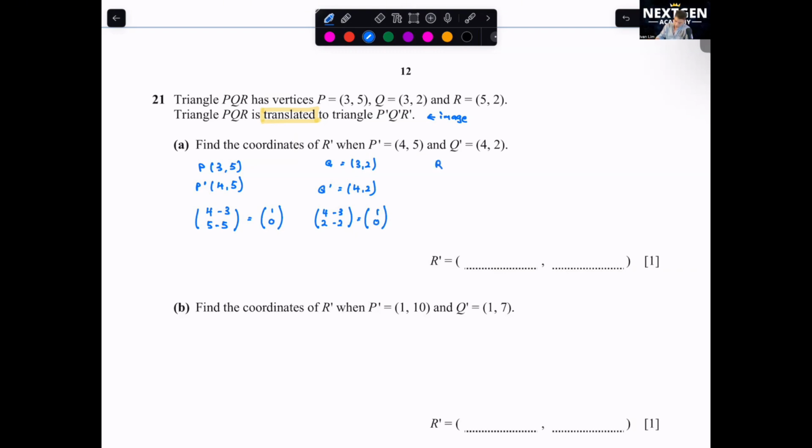So R equals (5, 2). What is R'? You can add like that: plus (1, 0), which is (6, 2). Okay, (6, 2).